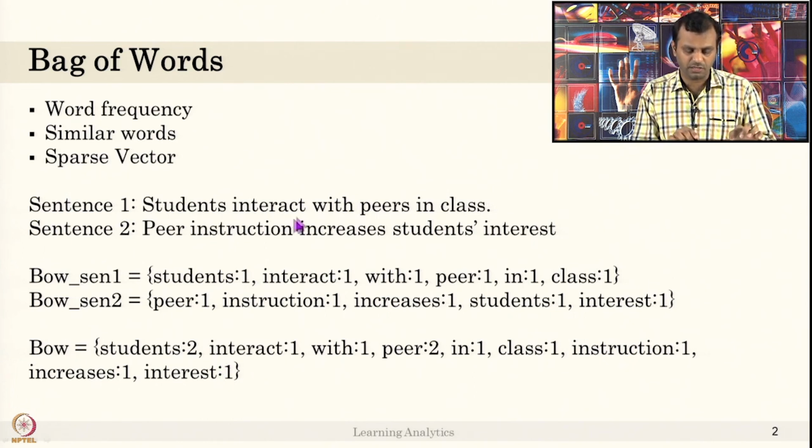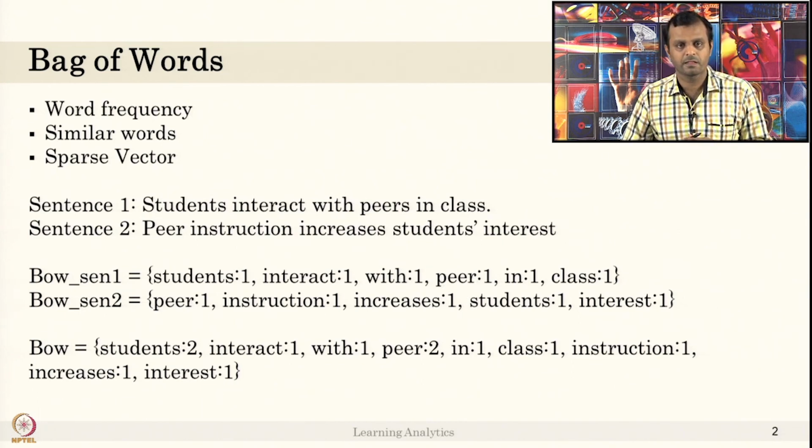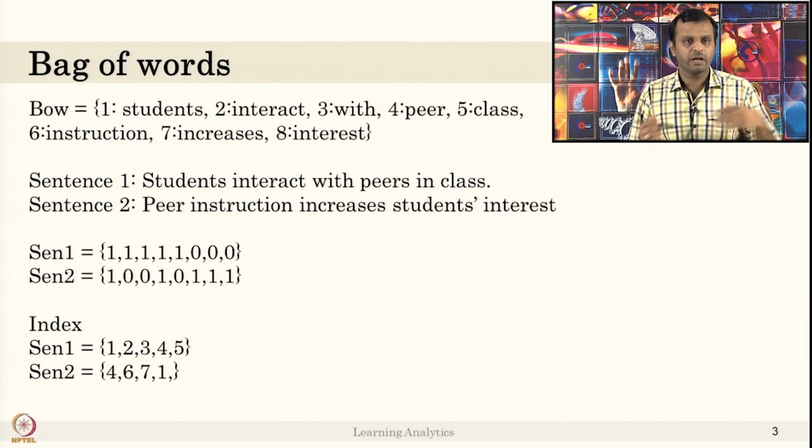I have just counted whether each word is occurring once or twice, for all the individual unique words in the sentences. I have just counted how many times each occurred, that is the frequency of words. Similar words can have their frequency increased. So, I have a bag of words for the two sentences.